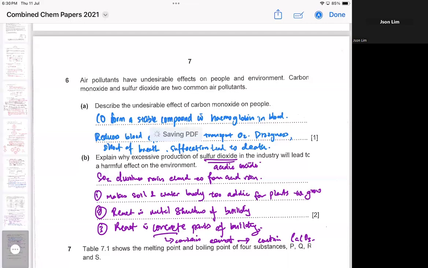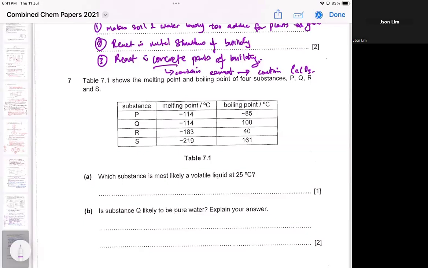Okay, any questions for number 6? Any further explanation beyond it? Okay, volatile. The misconception is that volatile means reactive. It's not. Volatile simply means that it boils off easily. So in the first place, the description here is a volatile liquid. That means it must be a liquid at room temperature.